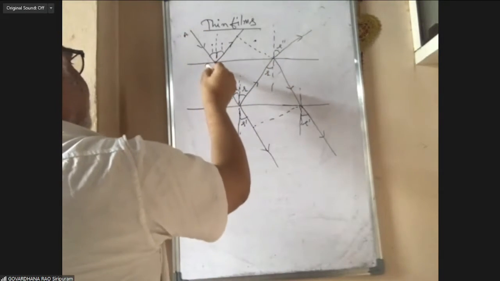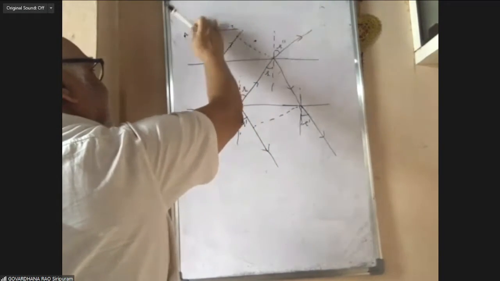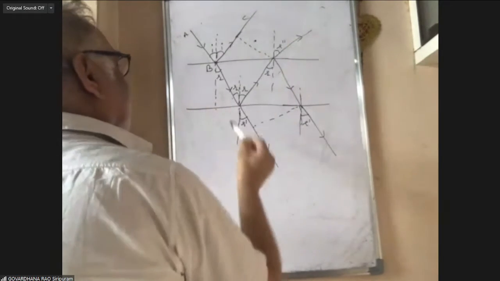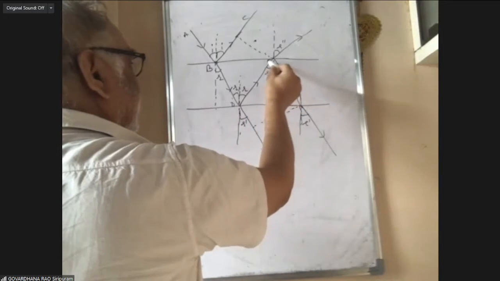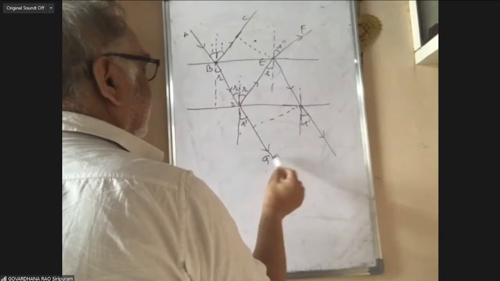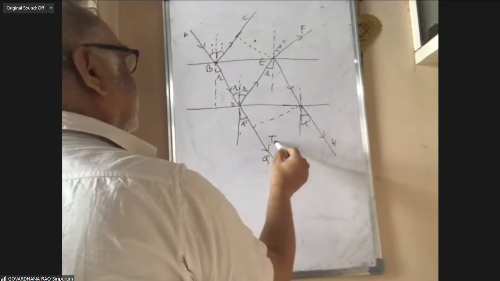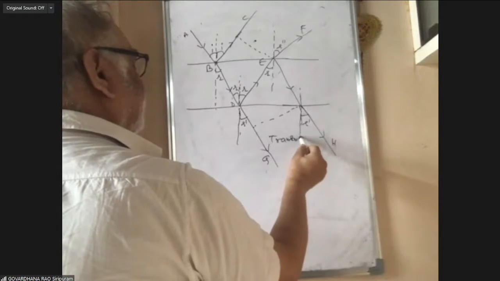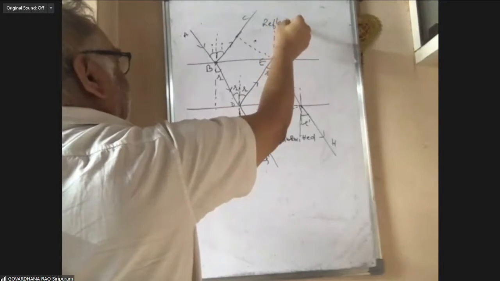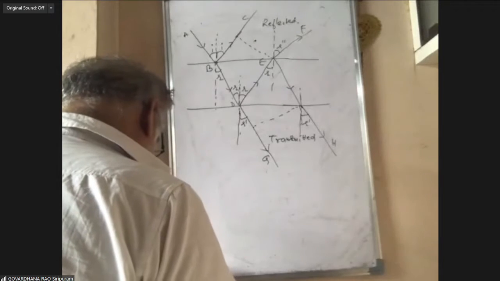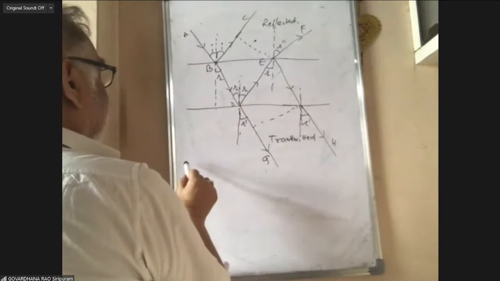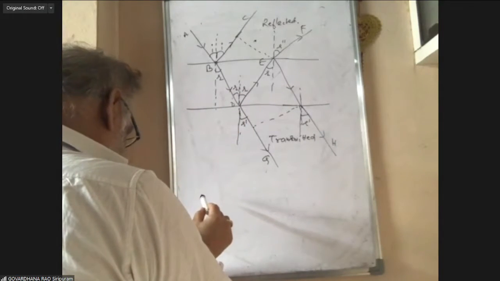So A, B, C, B, E, F, G, H. This is transmitted. This is reflected. Okay. Now, due to reflected interference, due to reflected light.